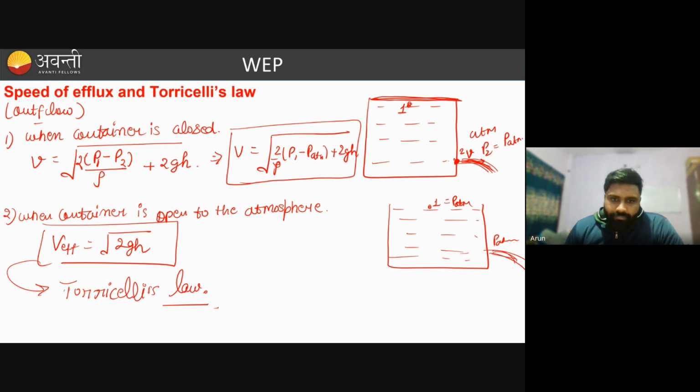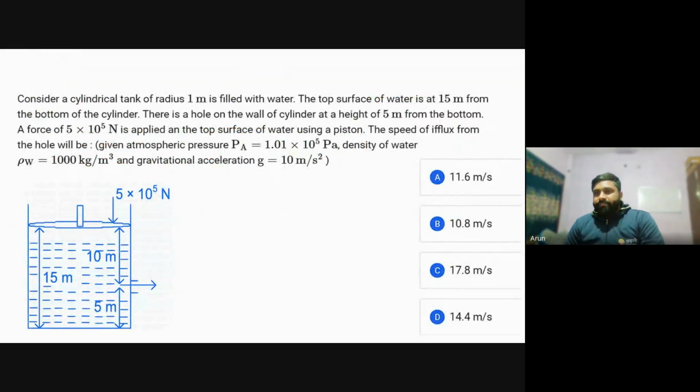Okay. Now, based on that, we have a question here. Consider a cylindrical tank of radius 1 meter filled with water. The top surface of the water is at 15 meter from the bottom of the cylinder. All information is given in the figure also. There is a hole on the wall of the cylinder at a height of 5 meter from the bottom. A force of 5 into 10 raised to the power 5 Newton is applied to the top surface of the water using a piston. The speed of efflux from the hole will be.